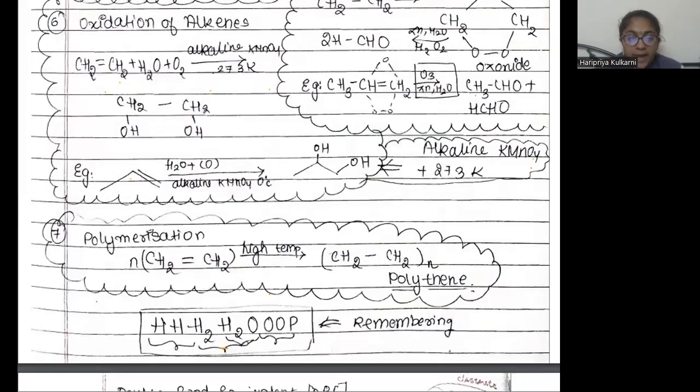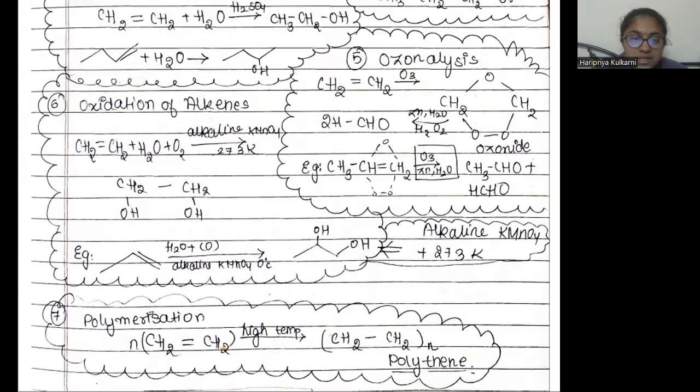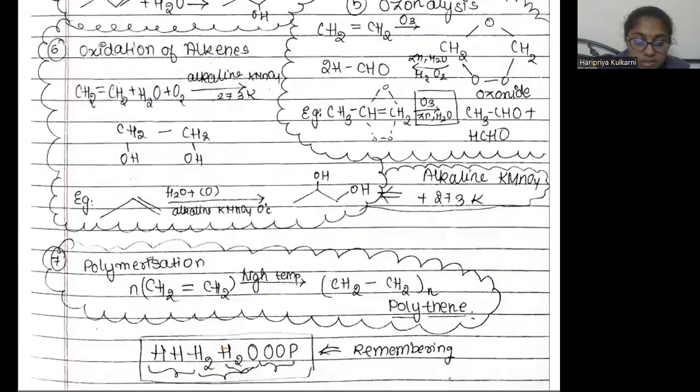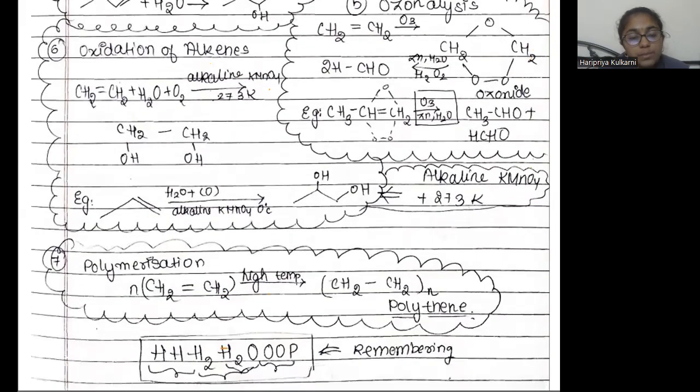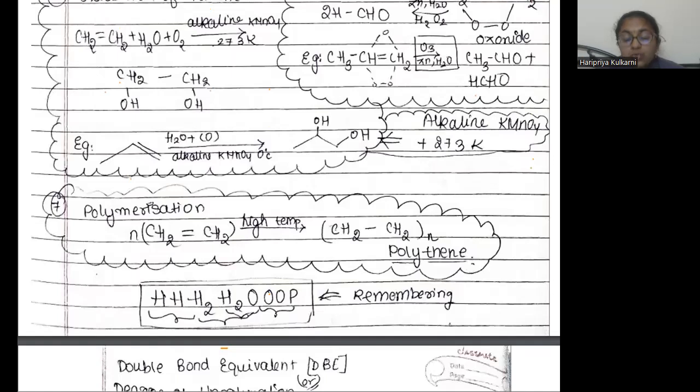So here it is HH, H2, H2O and OOPS, that is OOP, wherein HH is halogenation and hydrogenation. Then next was H2, right, which is hydrogen halide. And the next is H2O, that is addition of H2O. Then OOPS, that is, the first O stands for ozonolysis, the second O stands for oxidation, and P stands for polymerization. So HH, H2, H2O, OOPS is the remembering point for alkenes.